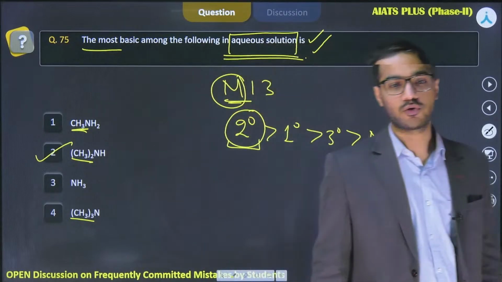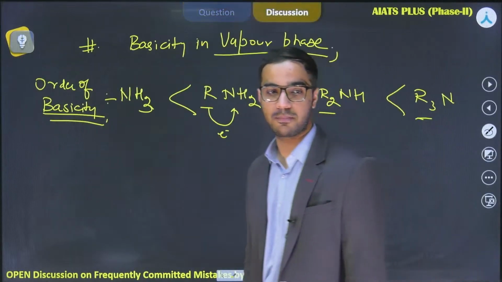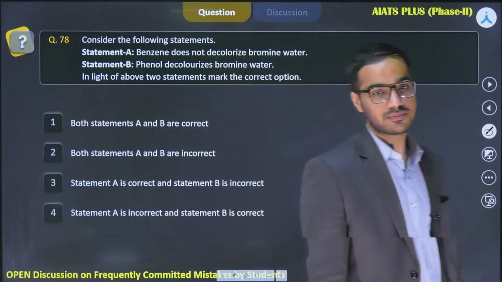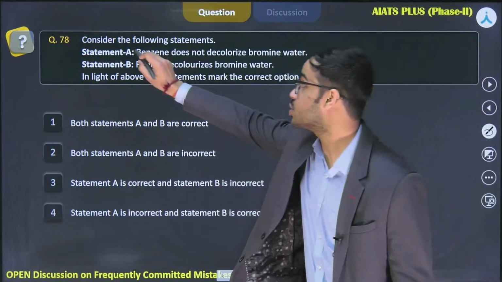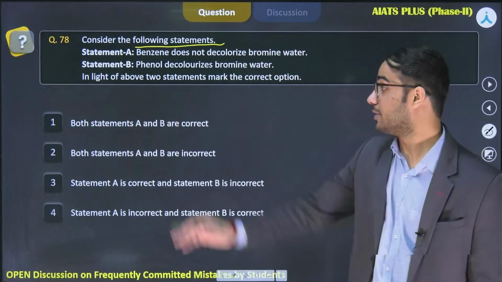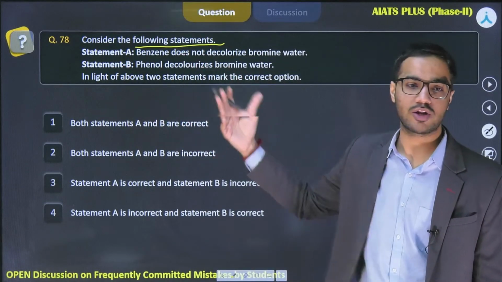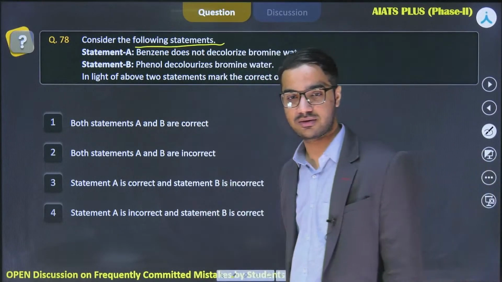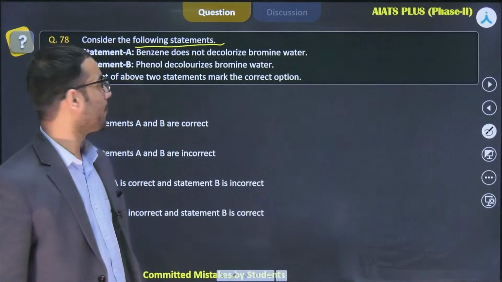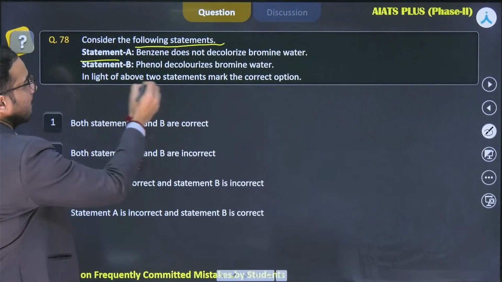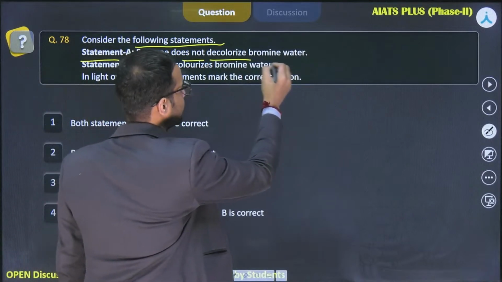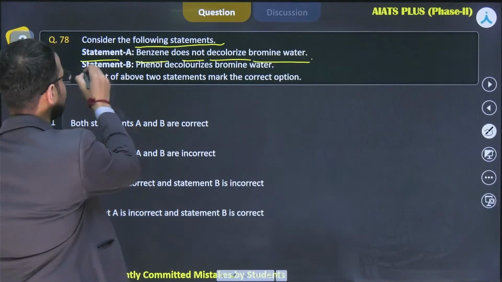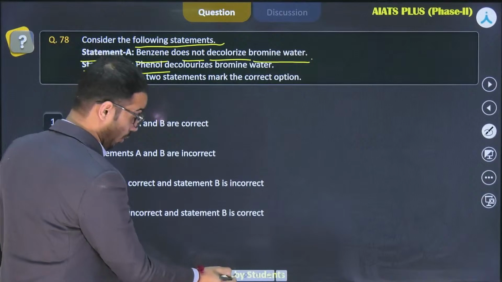Okay, let's move to the next conceptual portion, question number 78. This is a statement-wise question. There will be two statements. You need to check both of these and decide which statement is correct and which one is incorrect. As per statement A, benzene does not decolorize bromine water. We will see it. In statement B, phenol decolorizes bromine water.